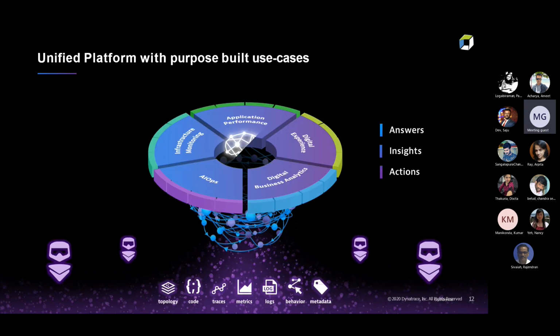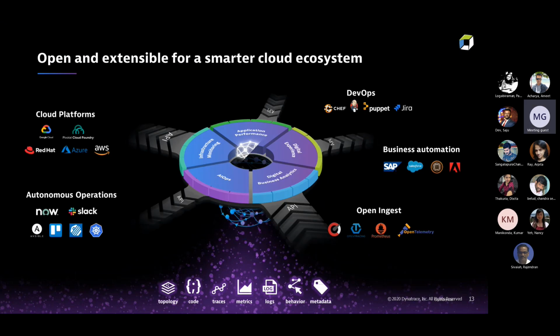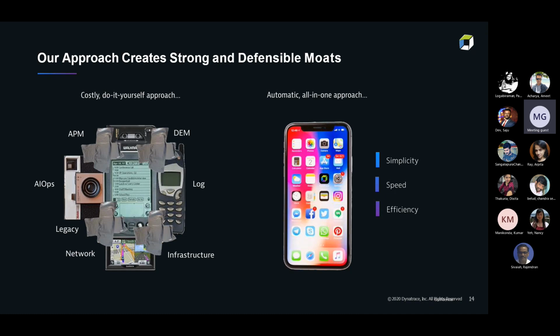So this is something I'll just ignore, there are so many things. So how do you automate? In Dynatrace you can automate through some of the DevOps tools like Chef, Puppet, and Jira, and some business automation tools. Anyway, I'll just ignore that because there is too much.